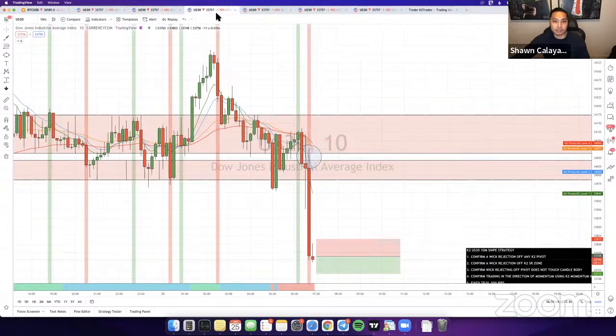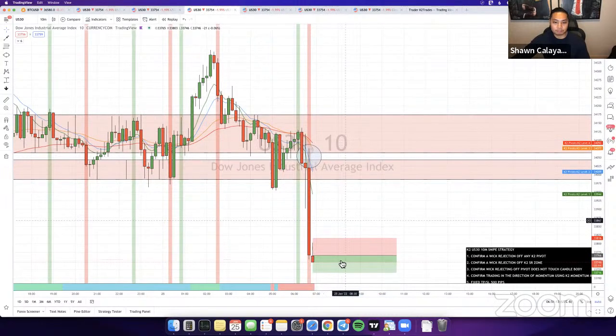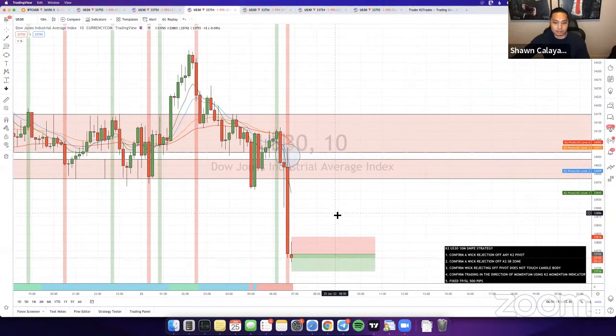It's not one that I look to take because this is like a 3,000 pip candle right there. So if you guys did what I mentioned earlier, you're probably in the trade now. And there you go, as the price continues to drop lower.